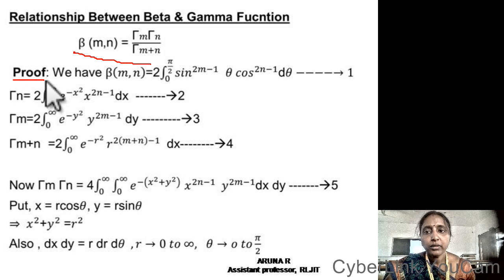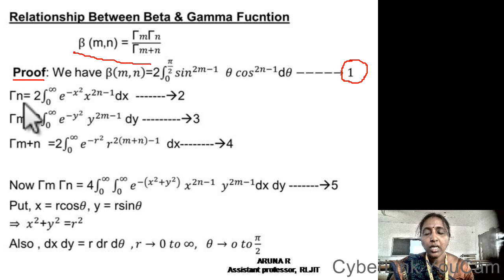For proving this we have to go through the definition of the beta function. So what is that? Beta of m comma n is equal to 2 into the integral from 0 to pi by 2 of sine to the power 2m minus 1 theta cos to the power 2n minus 1 theta d theta, and you call this equation 1. Okay, so this is our beta definition.